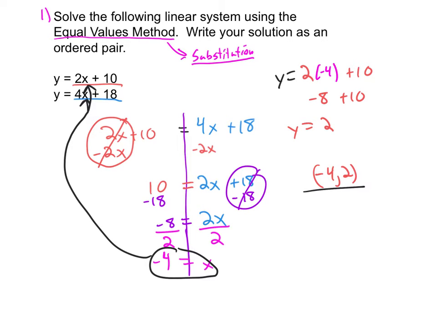So just like I have it here, parenthesis, negative 4, comma, 2, and then put the parenthesis to close it off. Let's see the next one.